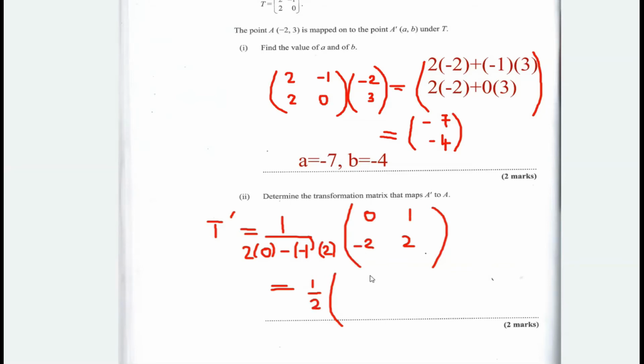We know that 0 minus minus 2 is just 2, so it's going to be a half of the adjoint [0 1; -2 2]. A half of this is what will be the transformation that maps A prime onto A. A half of 0 is 0, a half of 1 is a half, a half of negative 2 is negative 1, and a half of 2 is 1. So this would be the transformation matrix. Nice. All right, so let's continue.